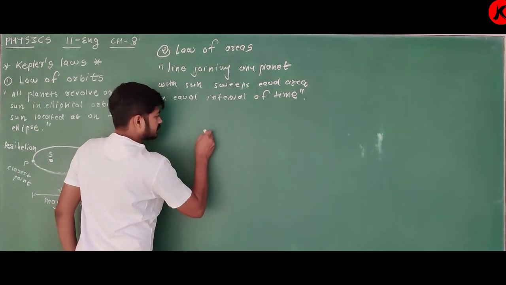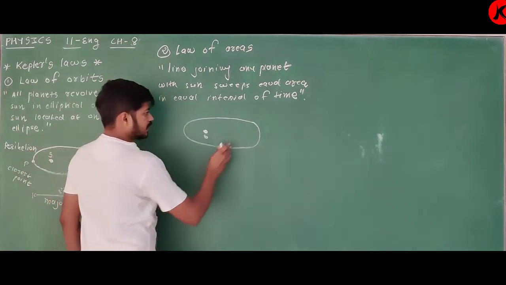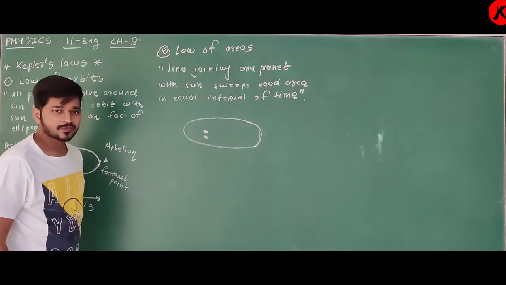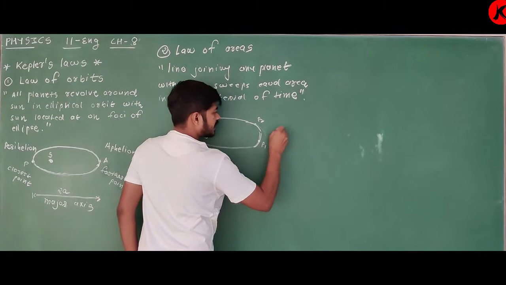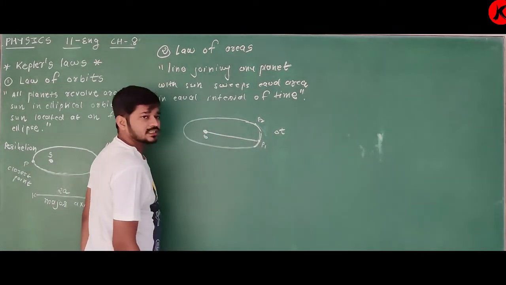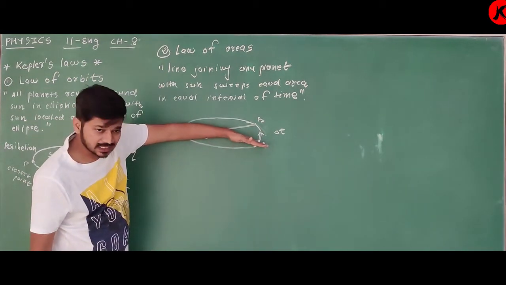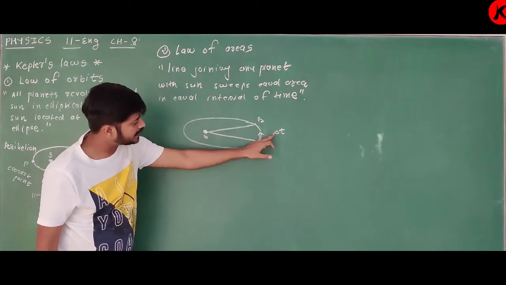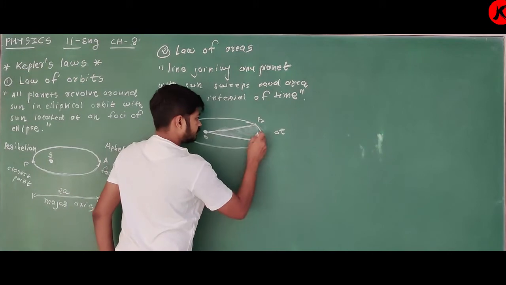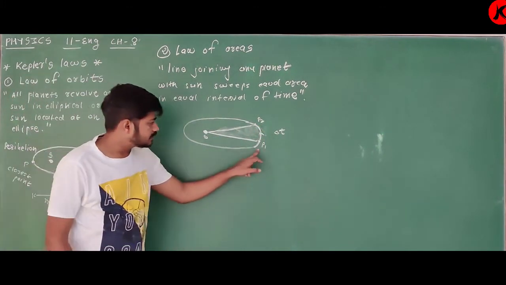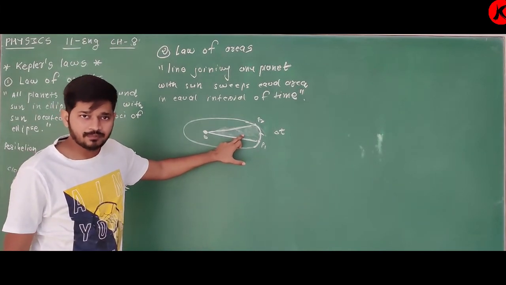It means, see, the Sun is at one of the foci, and this is an elliptical orbit, for example. Suppose the planet is moving from this point P1 to P2 in time delta t. So the line joining the Sun with the planet is moving in this direction. Initially it is the line joining the Sun with the planet. Now as it moves, in delta t time, the area swept by the line joining the Sun with the planet is this. Clear? The planet is moving from P1 to P2 in time delta t, so this is the area swept by the line joining the planet with the Sun.